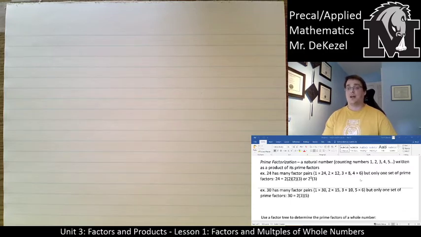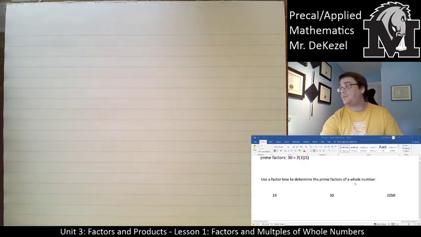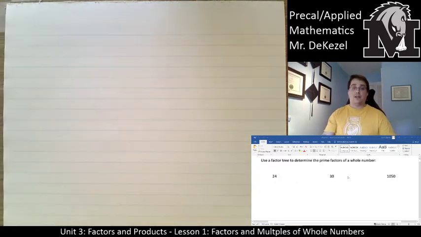30 can have many different pairs, but it only has one set of prime factors. So no matter how you do this, there's multiple ways you can do this, you should get the same answer every single time. So let's do this for the numbers 24 and 30. And throughout this lesson, you might need a little bit of scrap paper to do these trees on, because there's not a whole lot of room, and if you make a mistake, you have to cross it all out, and then there's not a whole lot of space.